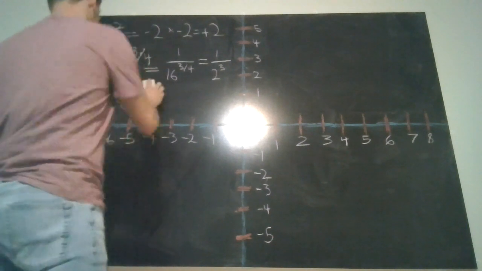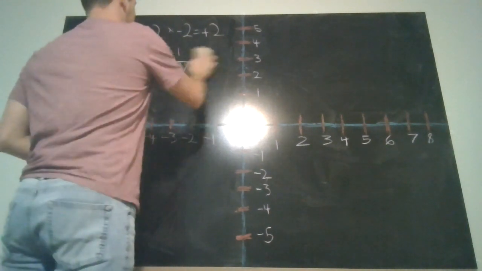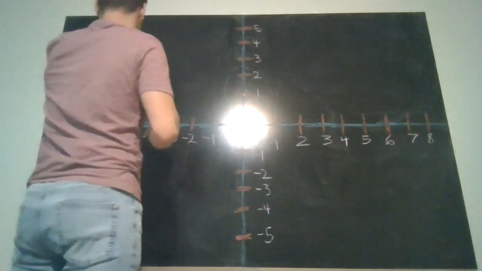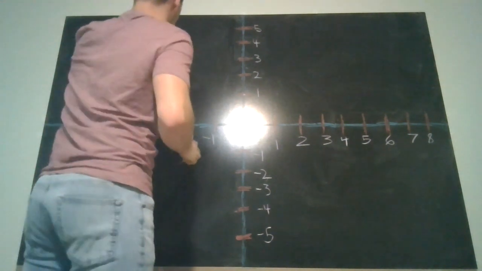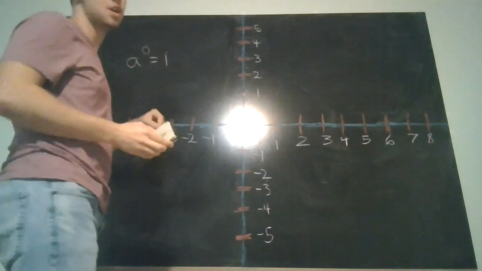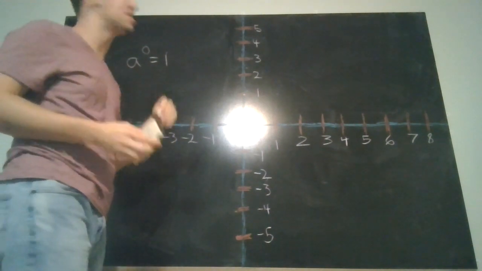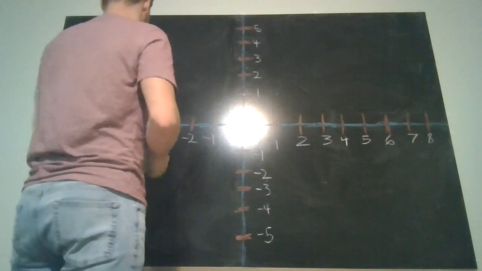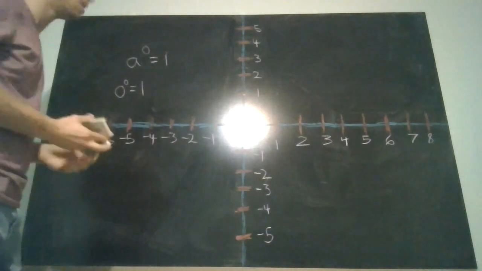I'm sure you remember this, at least some of you may, but the last rule I'm going to go over in this video is that a to the 0 equals 1 for any a, whether it's positive, negative, or even 0. So let that be trippy. 0 to the 0 equals 1. Have fun with that.